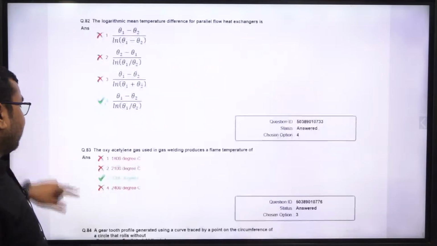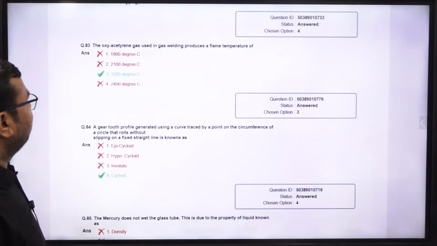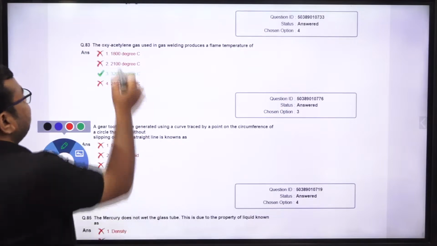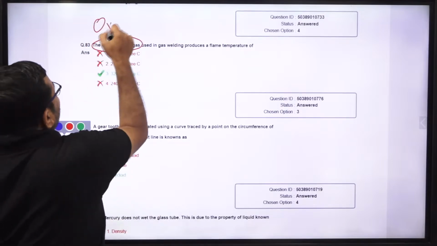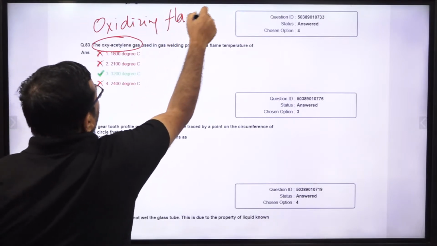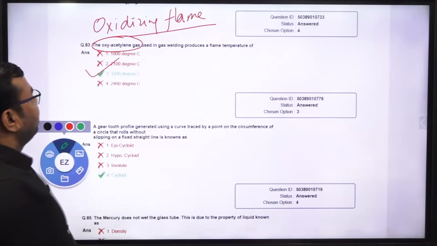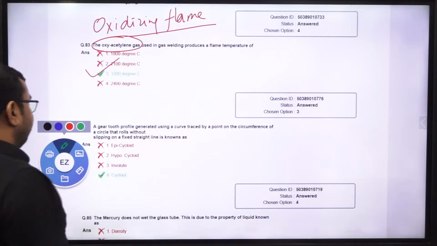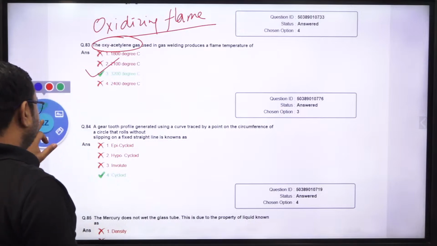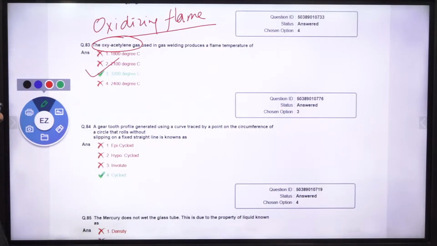And the oxyacetylene gas used in gas welding produces a flame temperature of, and you can see oxyacetylene, this is the hottest flame of the gas welding process. So its temperature is maximum, that is 3200 degrees centigrade. Next question: a gear tooth profile generated using a curve traced by a point on the circumference of a circle that rolls without slipping on a fixed straight line.